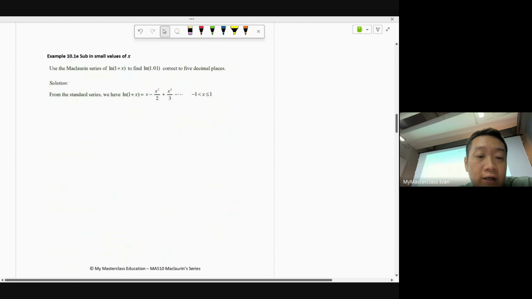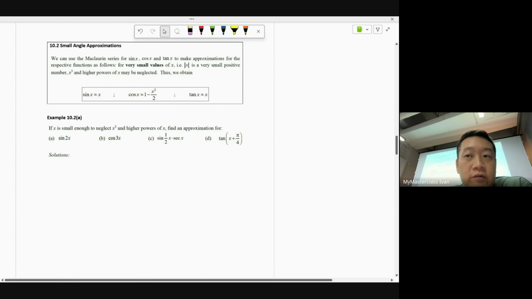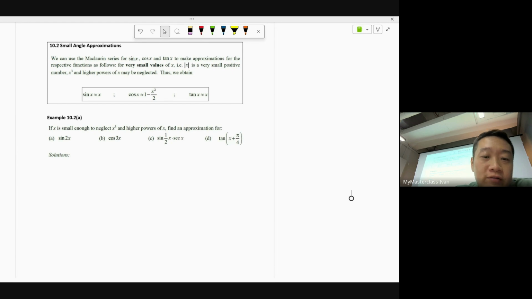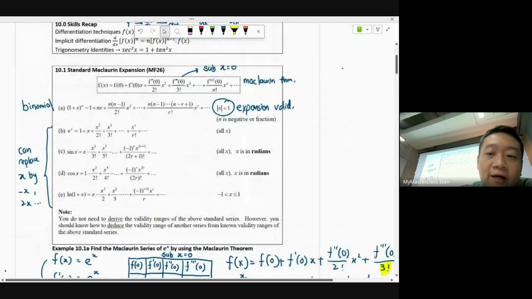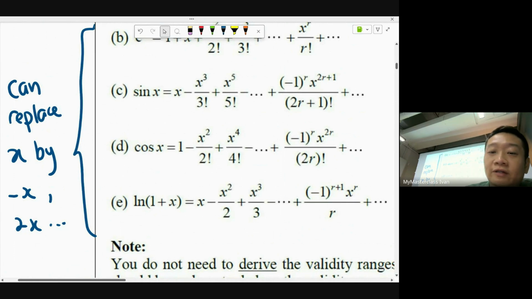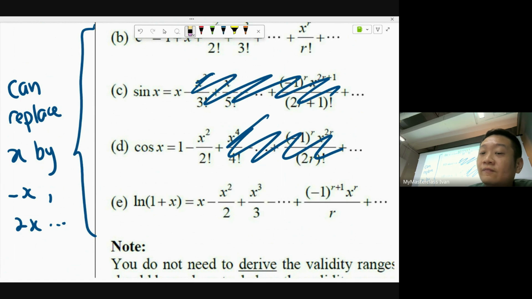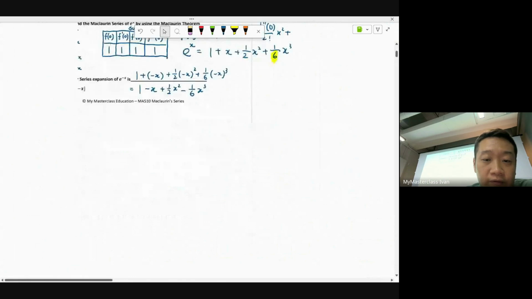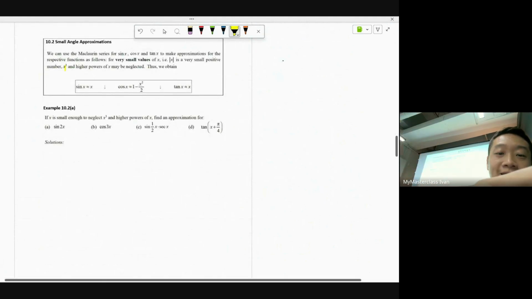I'm going to skip the next two first, go to the next one. This is called small angle approximation. Basically, can you see why sine x equals x only and why cosine x equals 1 minus x squared over 2 only? It is because if you look at the standard series, anything x cubed and above is already small, so we don't need to care about it. Tangent is actually just sine over cosine, but this one we need to derive ourselves. So when you see small angle approximation, it just means that x cubed and onwards can be neglected.